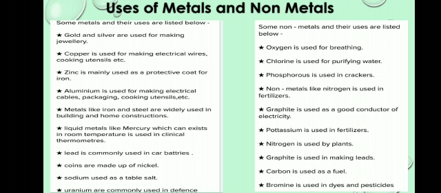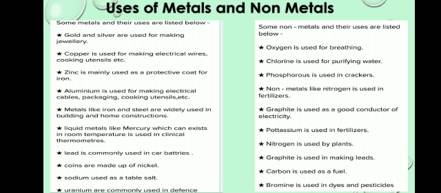Now, some non-metals and their uses are: oxygen is used for breathing. Chlorine is used for purifying water. Phosphorus is used in crackers and even in matchsticks. Non-metals like nitrogen are used in fertilizers. Graphite is used in making electrodes because it is a good conductor of electricity.